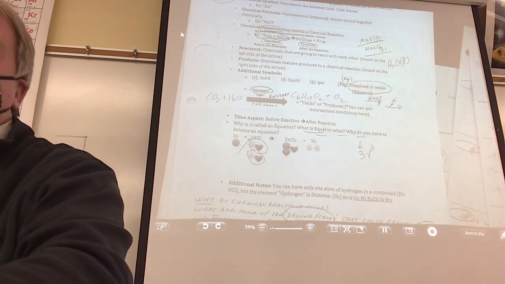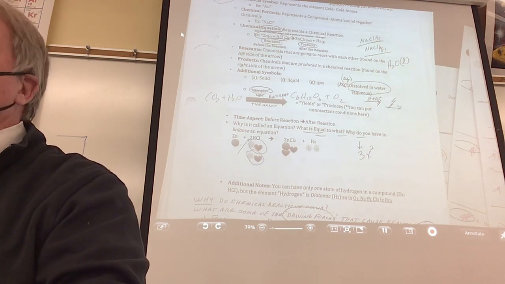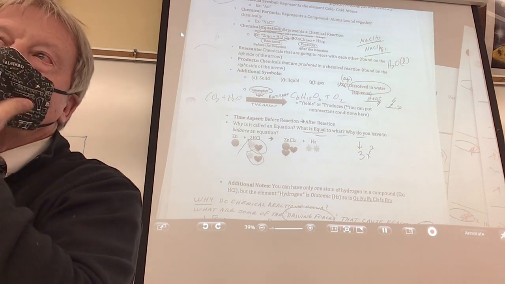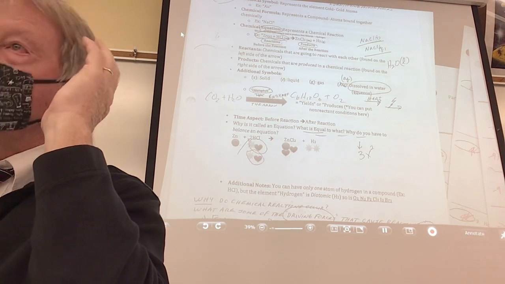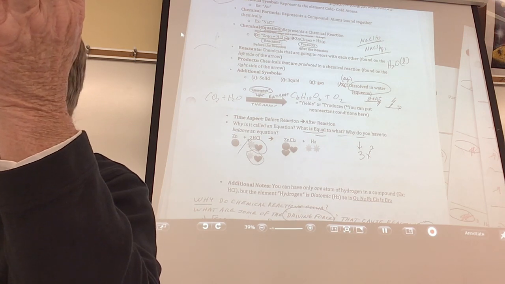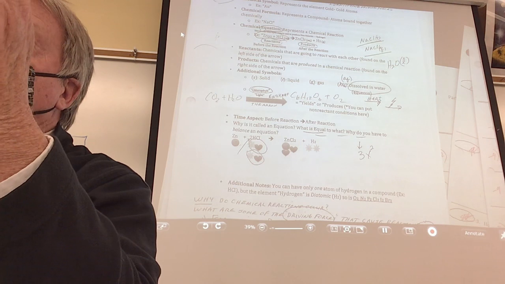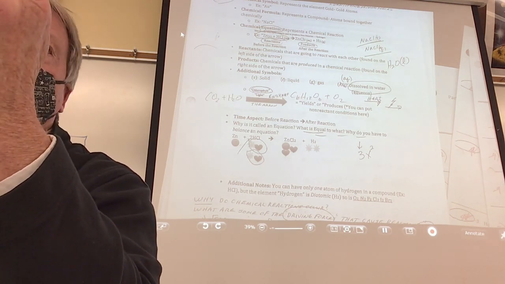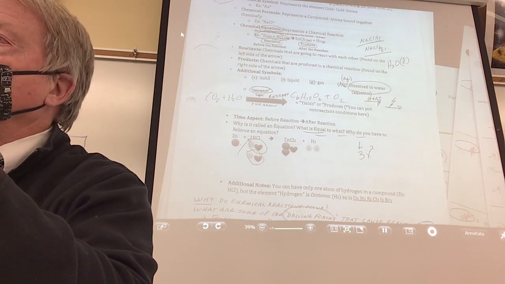What's the difference between AQ and L? It could be liquid, gasoline. It could be gasoline, couldn't it? That's a liquid. But what's AQ mean? Dissolved in water. See that?